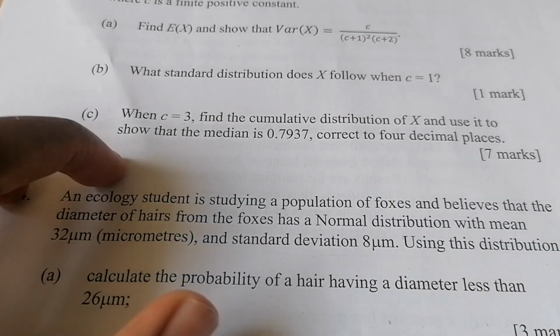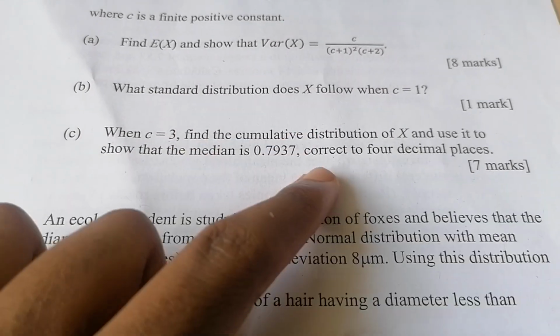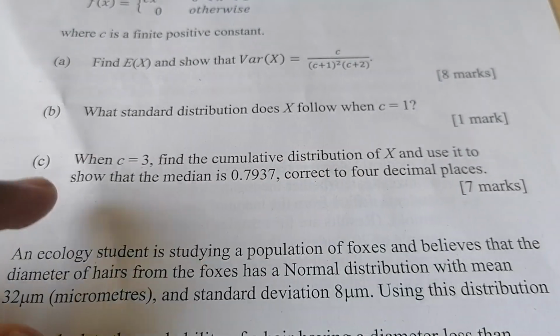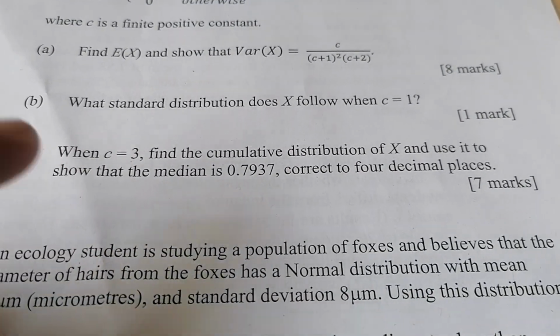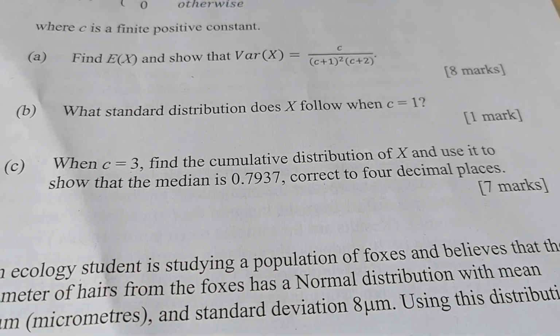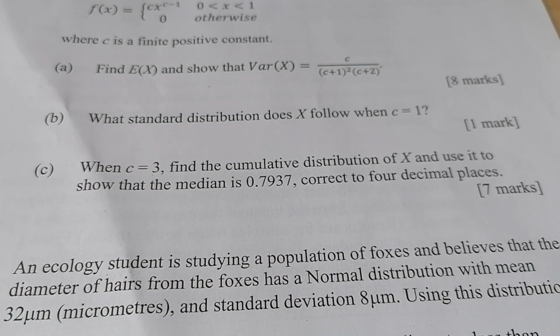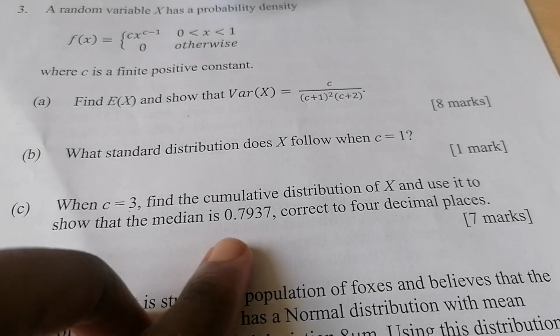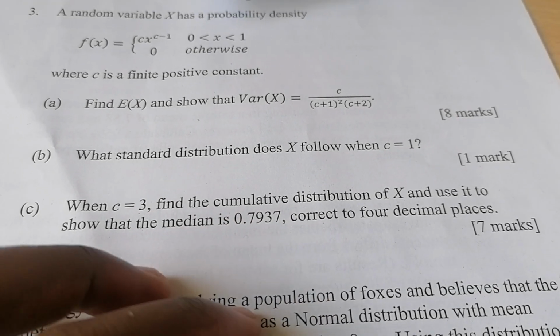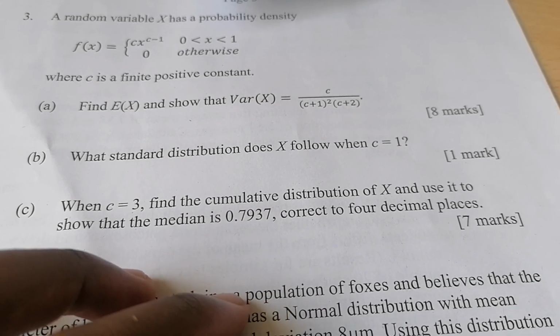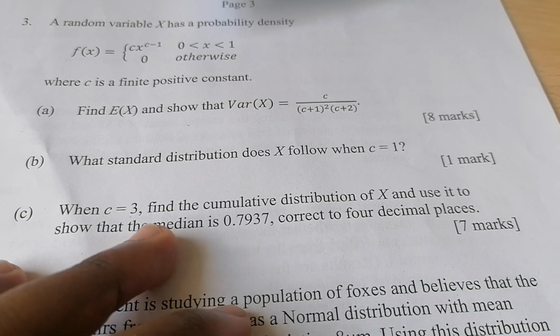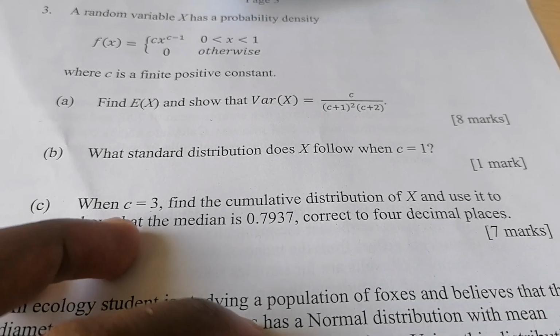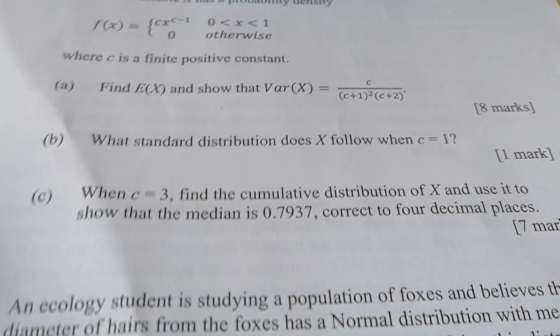Ooh, part C. When c equals 3, find the cumulative distribution of x and use it to show that the median is 0.7937, correct to 4 decimal places. Now, I'm so glad they gave us what the answer should be in this question, because if it was just find the median when c equals 3, I would not have understood what to do at all.